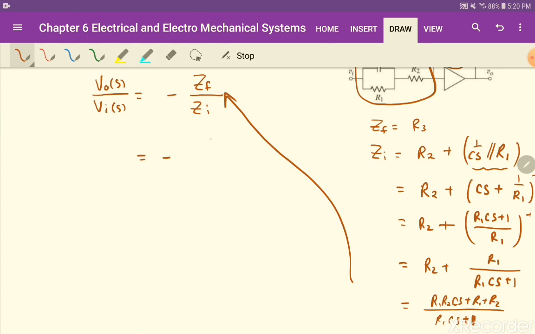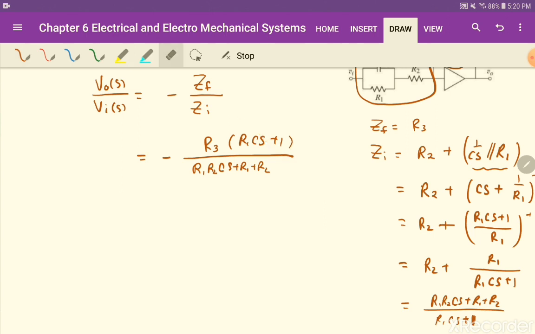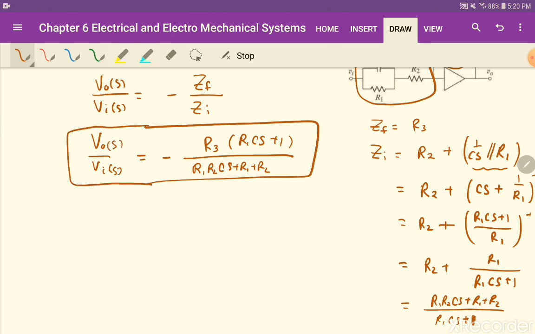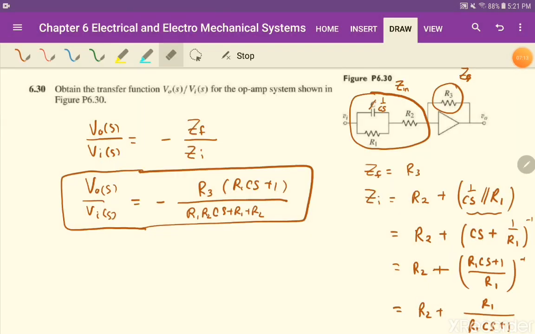So let me see, what's C F? That's R3, and now you divide by C in. So you have R1 R2 C S plus R1 plus R2, and then you have R1 C S plus 1. Here it is. So let me get rid of that line. This is your transfer function, the ratio of V out over V in. And I think this was the homework problem.